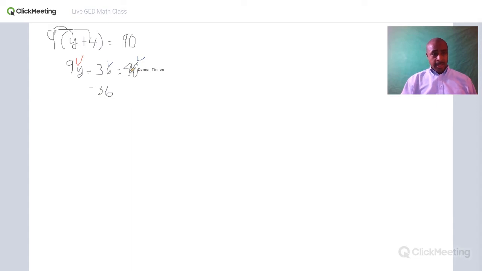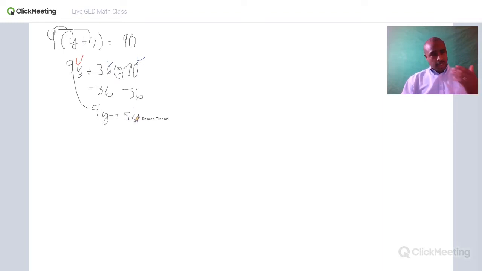And then if I do it to this side, because it's an equation, I have to keep it equal. So I also have to do it to this side. 36 minus 36 is 0. I'm going to drop my 9y down here. 90 minus 36 is 54.